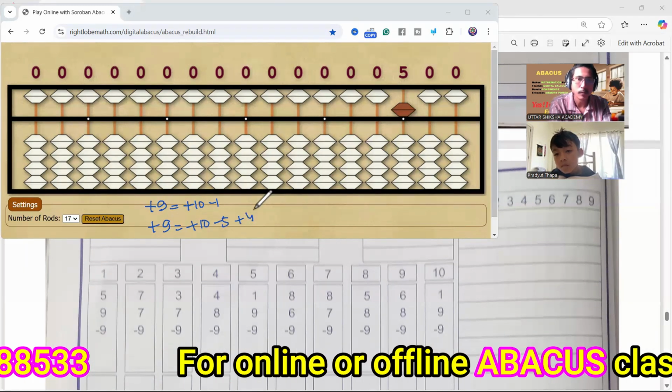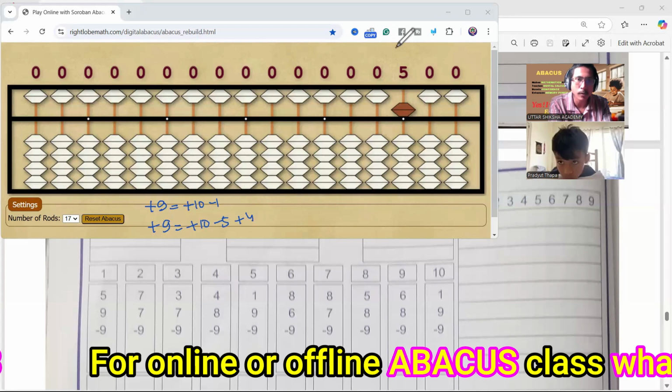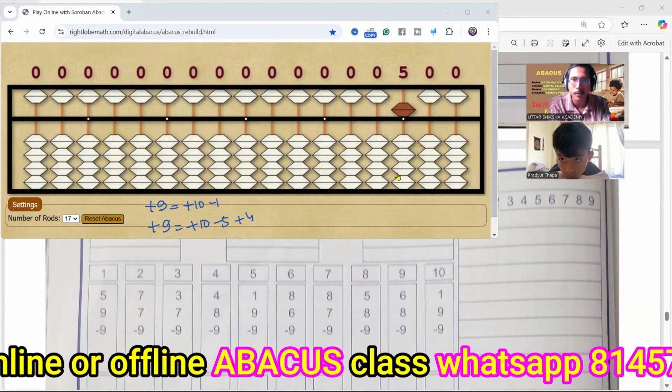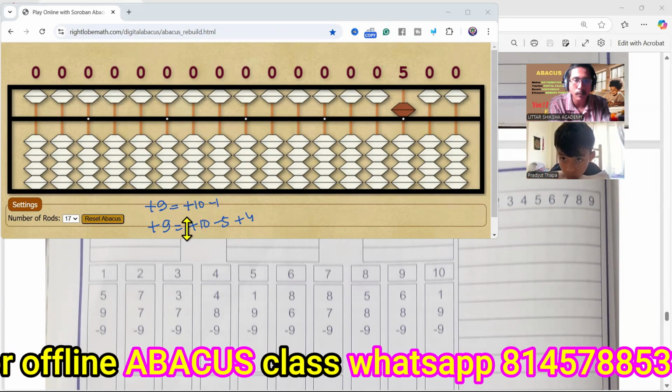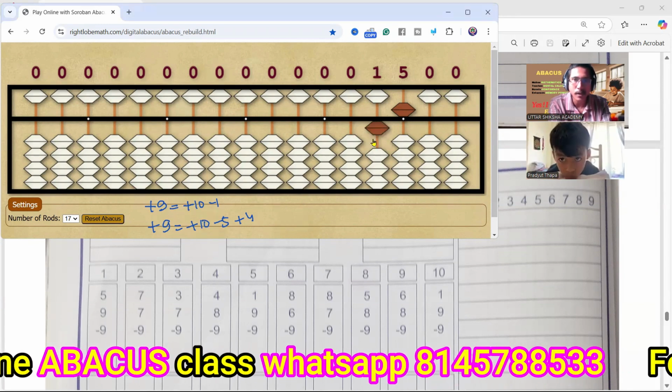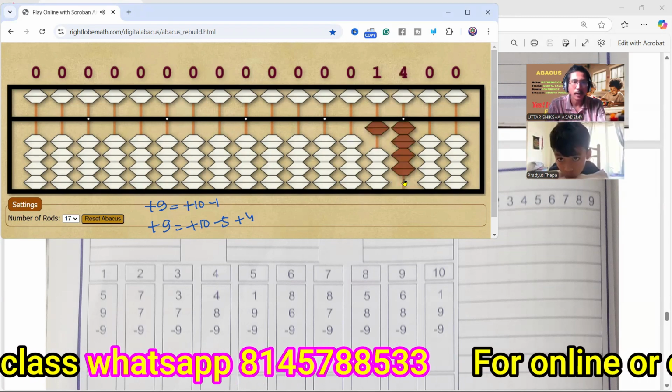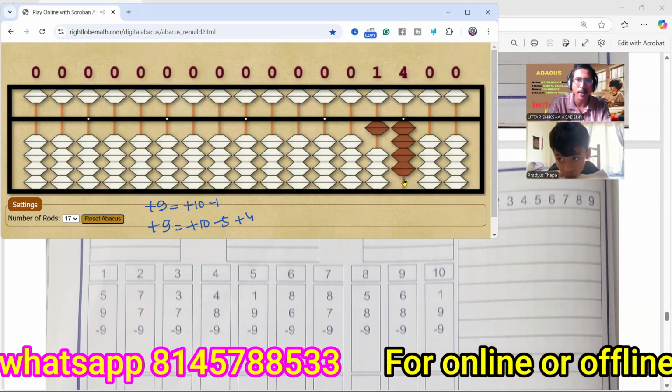Can we do this one, plus 9 is equal to plus 10 minus 1? We cannot do this one here. But we can follow this one: plus 9 is equal to plus 10 minus 5 and plus 4. Completed. Now the next number is minus 9.